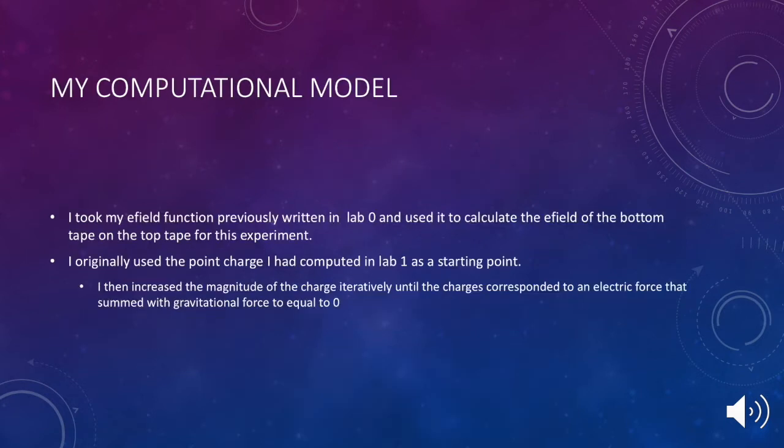For my computational model, I took my E-field function previously written in Lab 0 and used it to calculate the electric field of the bottom tape on the top tape for this experiment. This will be visualized using green arrows. I originally used the point charge I had computed in Lab 1 as a starting point to then compute electric force. I then increased the magnitude of this charge iteratively until the charges corresponded to an electric force that summed with gravitational force to equal zero.